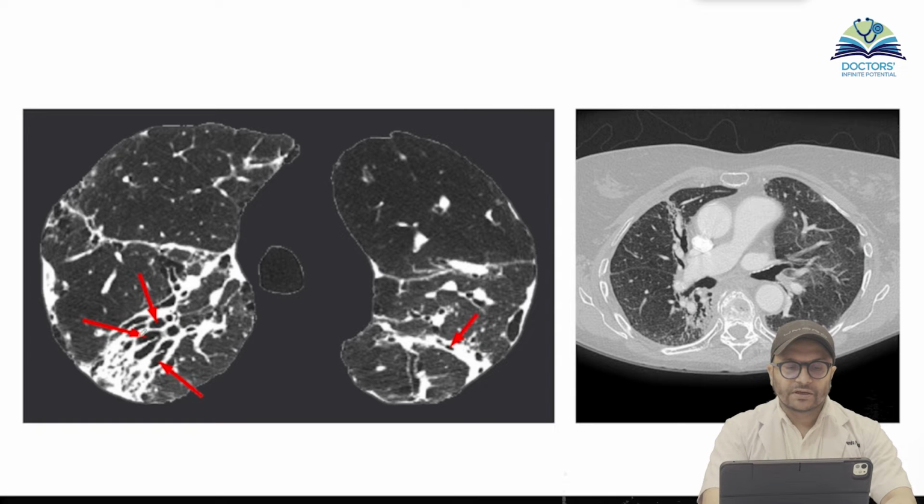So this image shows multiple linear dilated bronchi with surrounding areas of fibrosis. This white structure is fibrotic change leading to traction bronchiectasis. These are the dilated bronchi. This is dilated bronchi with surrounding white area of lung fibrosis. And the next image shows fibrosis with associated traction bronchiectasis. These are the traction bronchiectasis with surrounding fibrosis.